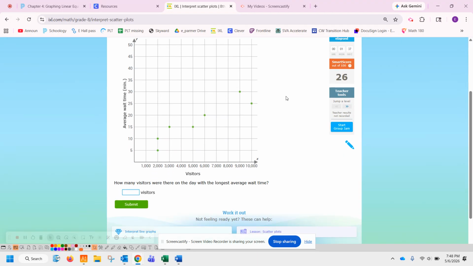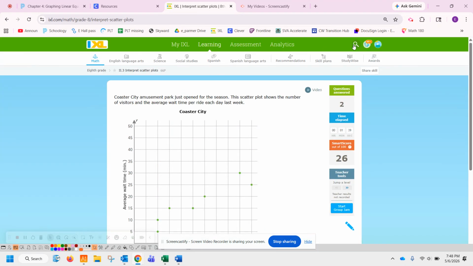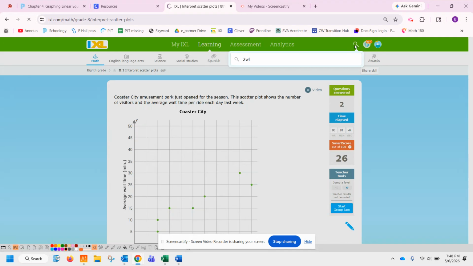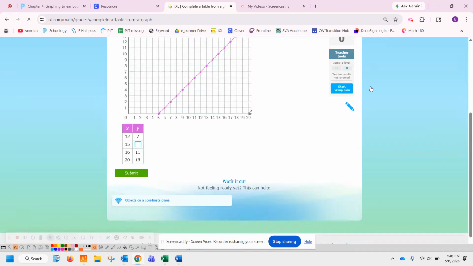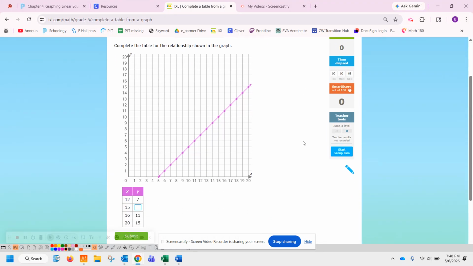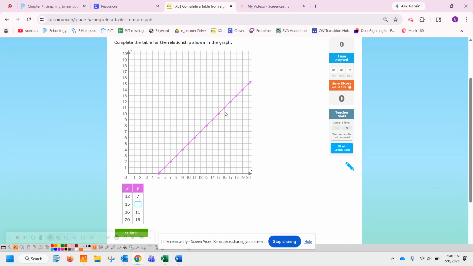Okay. And the last IXL is 2WL. And this one we want to get to 70 SMART score points. You will notice that this is actually a linear relationship. There are all these dots, and they all form a line. So most of the table is going to be filled in for you. For example, when x is 12, y is 7.